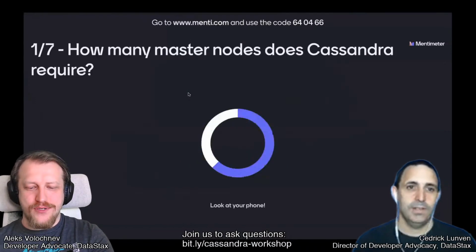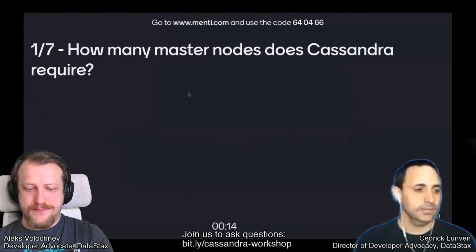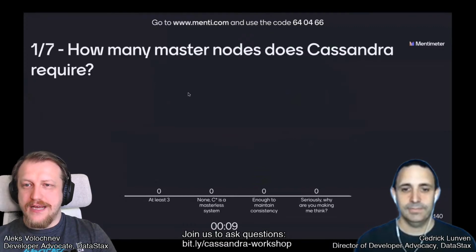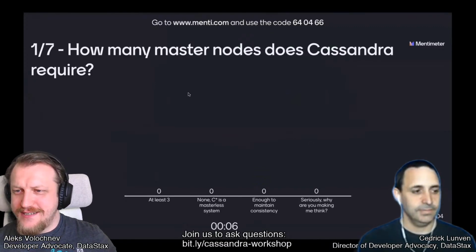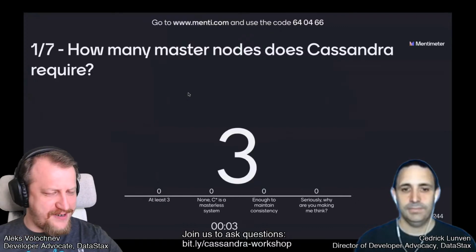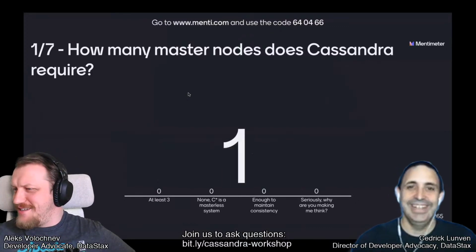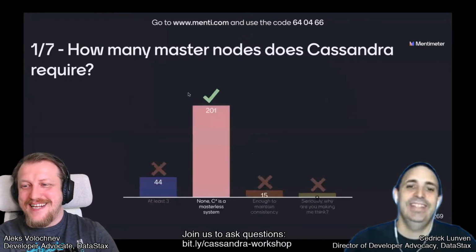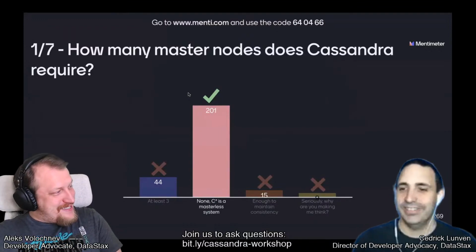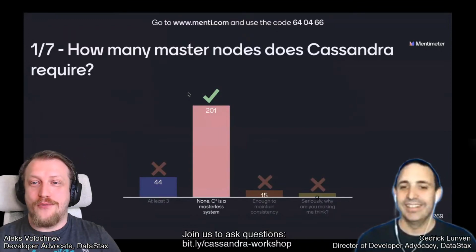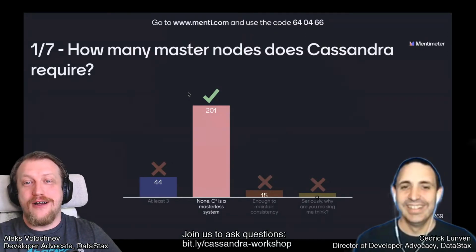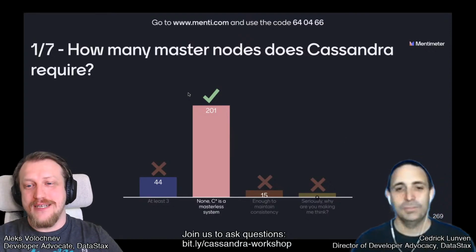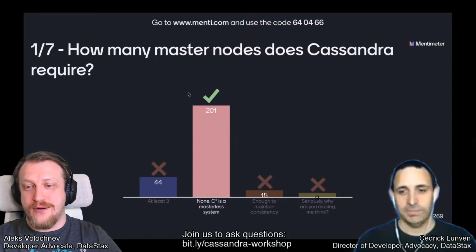How many master nodes does Cassandra require? At least 3. None. Cassandra is a masterless system. Enough to maintain consistency. Seriously, why are you making me think? And boom! Yes! None. Good. 200. We did our job well. Now we know how many master nodes Cassandra requires. Cassandra does not require any master nodes because Cassandra does not have any master nodes. The correct answer is Cassandra is a masterless system.